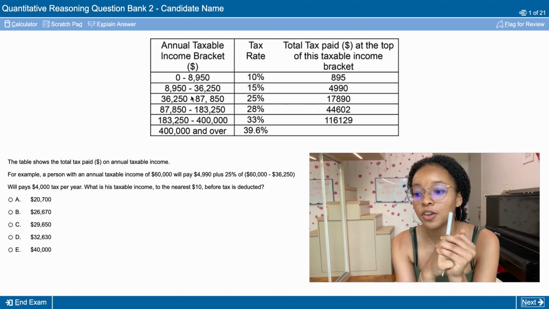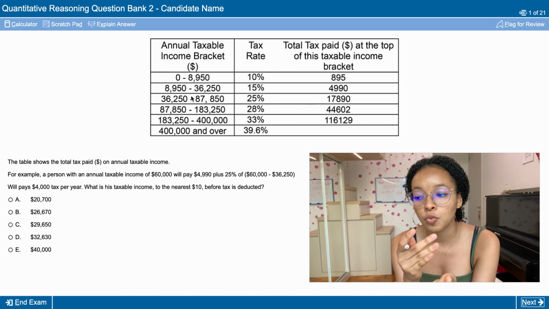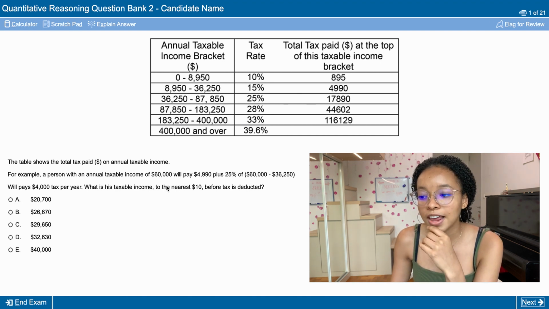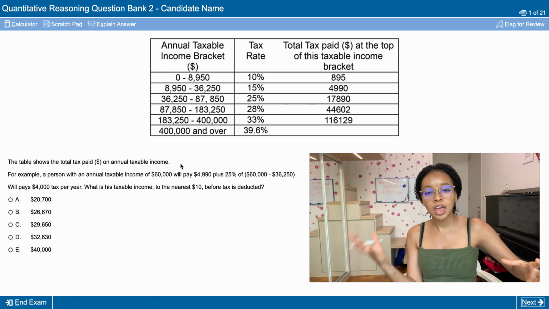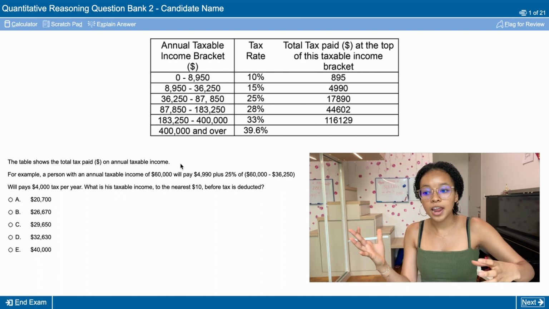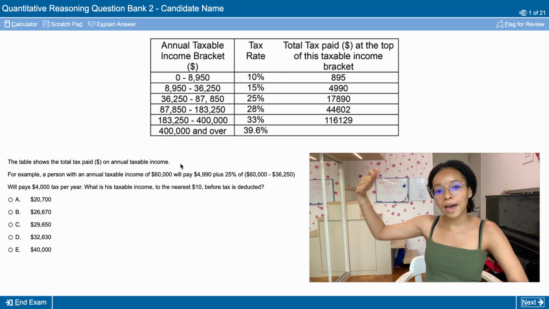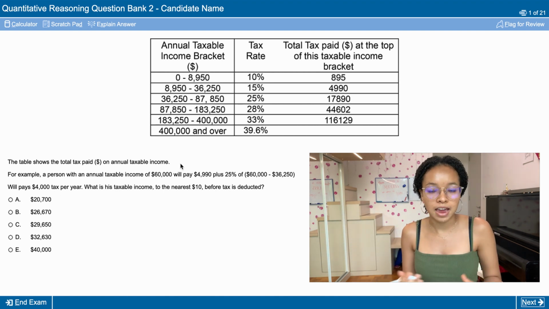So the question tells us that Will pays $4,000 tax per year, and so we have to find out what is his taxable income. So do you realize here that in the example, they give you the taxable income and they tell you how to figure out the taxes that they have to pay. But now in the question, they give you the taxes that he has to pay, and we have to work our way back up and figure out how much money that Will is actually making every single year.